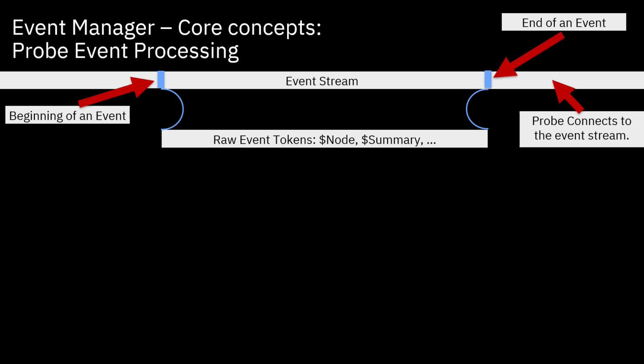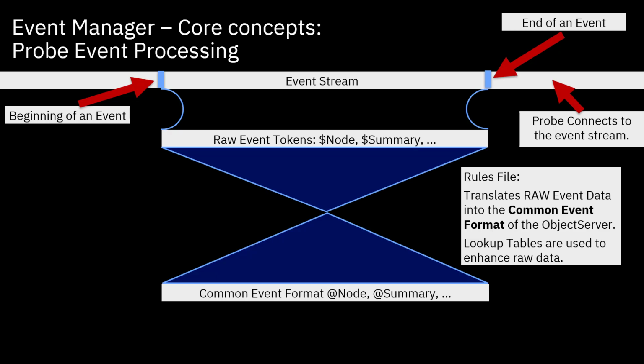And the first step, after we have copied this single event, is tokenizing. We create tokens, which are denoted here with the dollar symbol. And that is the source that is made available to the next step. And the next step is a rules file.